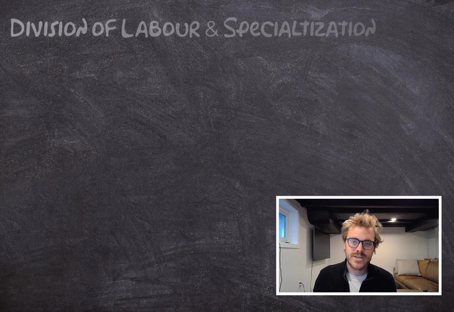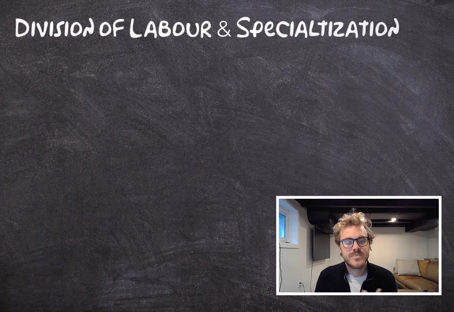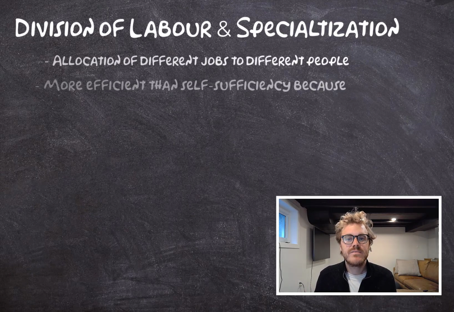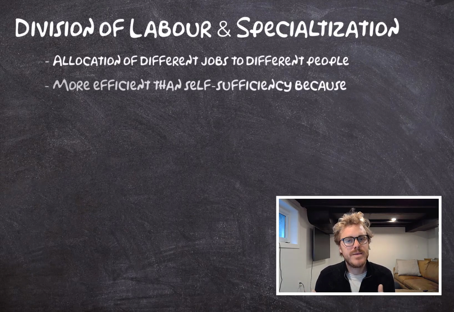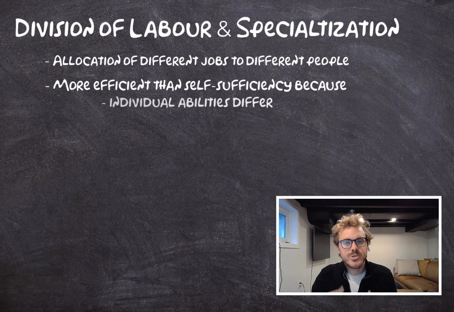You may have heard of these concepts before, but if you haven't, you've probably seen them in action. Division of labor is the allocation of different jobs to different people. We think of this as being more efficient because different people are better at different things. And usually the more you do something, the better you get at it, which we call learning by doing in economics.